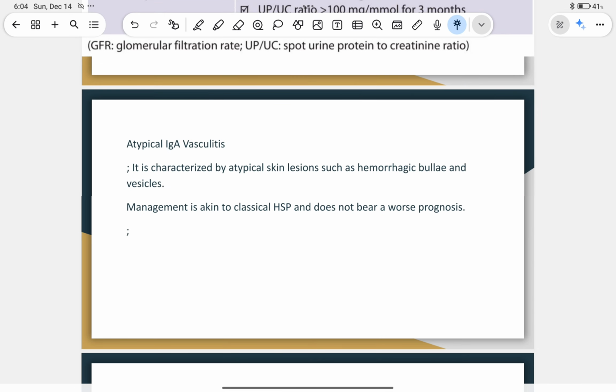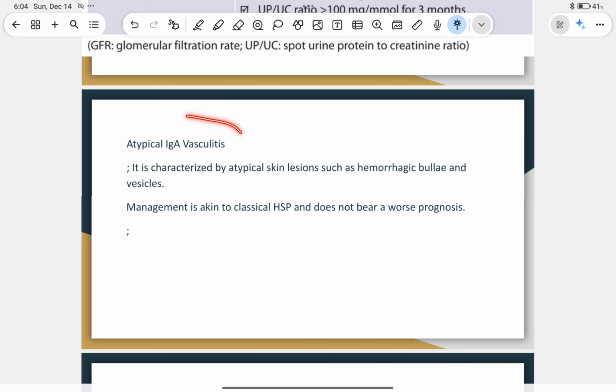There is other variation called atypical IgA vasculitis. So same as HSP, but only difference is there is hemorrhagic bullae and vesicles in place of palpable purpura. Because of hemorrhagic bullae and vesicles, don't think it will be having bad prognosis. It will be having same prognosis as normal HSP.